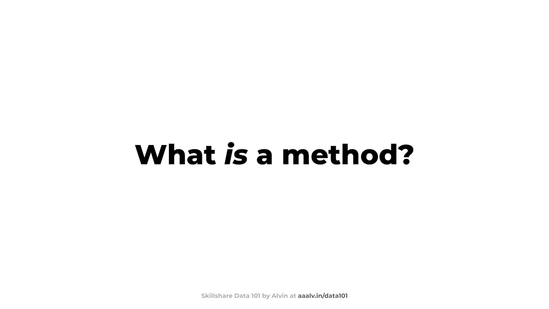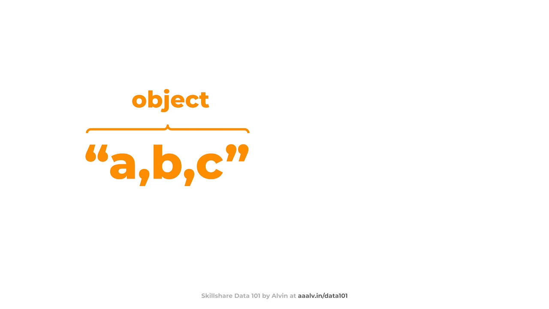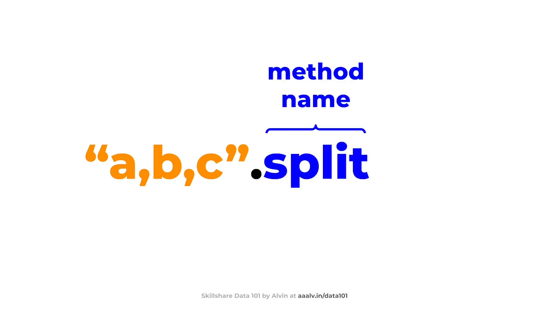Each of the data types we've talked about so far, numbers, strings, functions, these are all types of objects, and a method is a function that belongs to an object. In this example, we're going to split a string into a number of smaller strings. First, you need an object. Here we have a string object. Next, add a dot. This dot means we're about to access a method for this string object. Add the method name. In this case, the name is split.